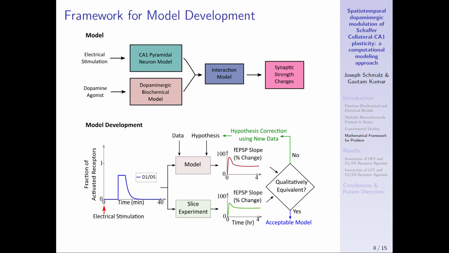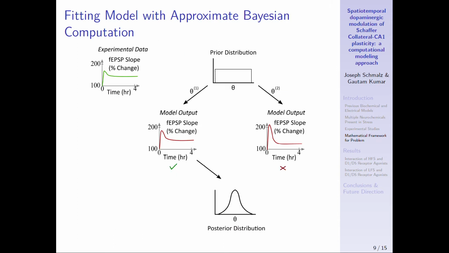We developed this model with the following framework. We took the limited experimental data and formed a model hypothesis. Then we checked to see if this model is able to qualitatively describe the experimental data. If it does not, we revise our model hypothesis until it is able to qualitatively capture the experimental data. We then take our qualitative model and fit it so that our model will now make quantitative predictions.